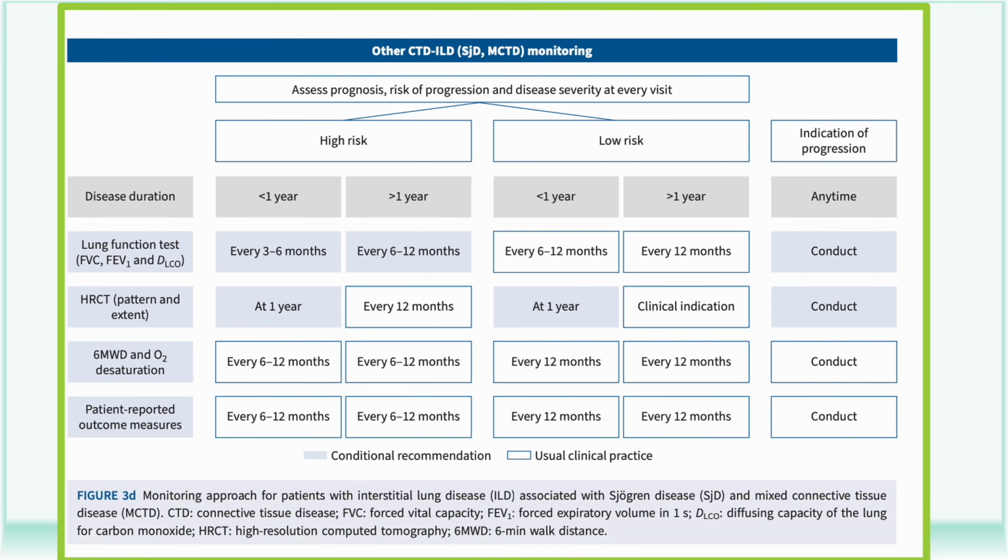Coming to other CTD-ILDs, which includes Sjogren's disease and mixed connective tissue disease, remember for mixed connective tissue disease, a CT scan should be done irrespective of symptoms according to the flow chart given in this guideline. So they mention if your patient is at risk, you do a PFT every 3 to 6 months and an HRCT pattern at 1 year definitely. Even if he's low risk, you still do an HRCT at 1 year. Even if he is more than 1 year from diagnosis, you repeat an HRCT. But the lung functions can be done more frequently in the first year and less frequently thereafter.